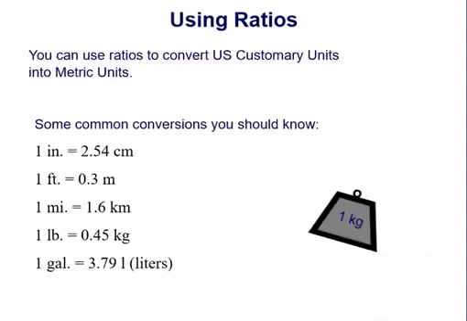So you can use ratios to convert U.S. customary units into metric units so that you can see the relationships in weights and measurements of different things in different countries and compare them. Some common conversions you should know are here: 1 inch is equal to 2.54 centimeters, 1 foot is equal to 0.3 meters, 1 mile is equal to 1.6 kilometers, 1 pound is equal to 0.45 kilograms, and 1 gallon is equal to 3.79 liters.